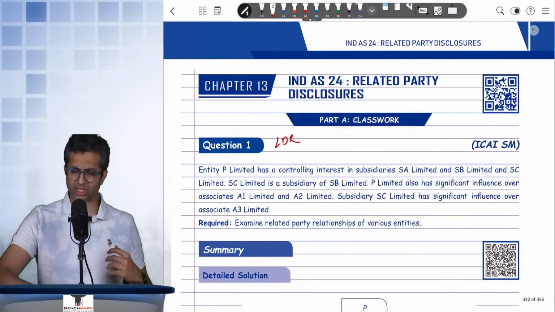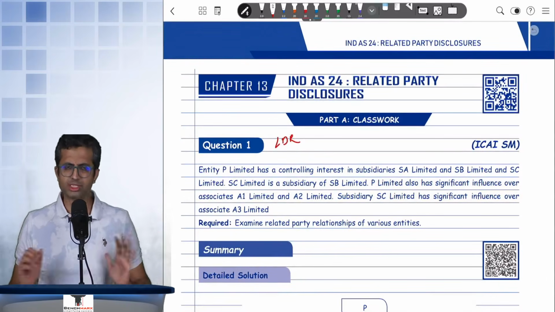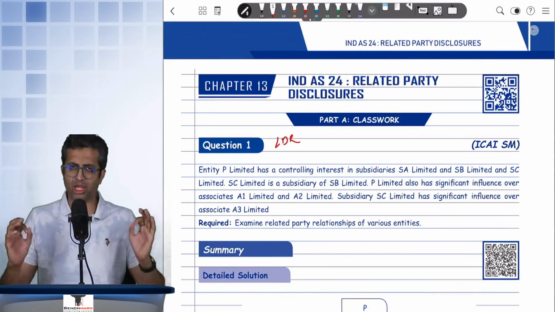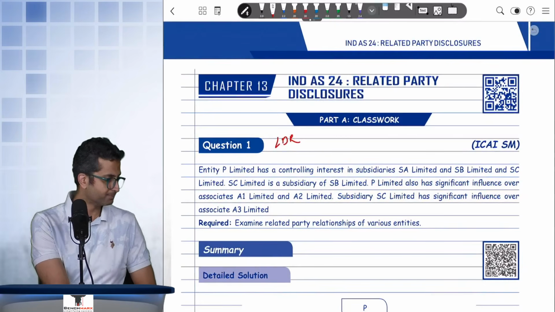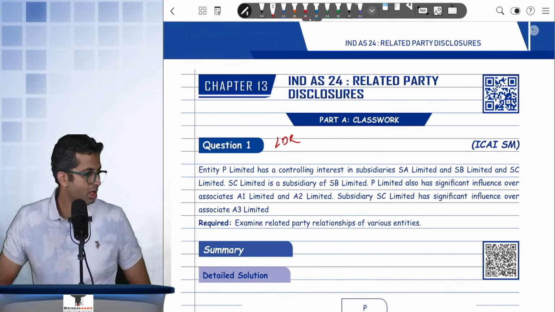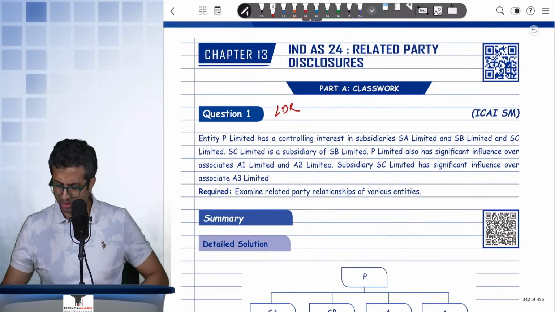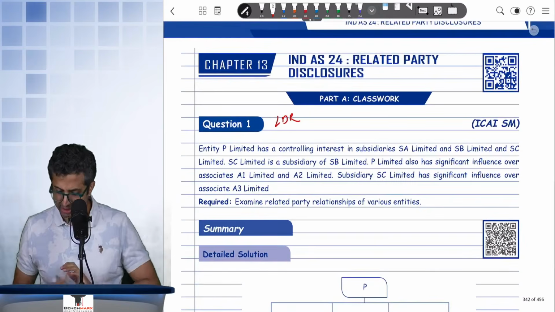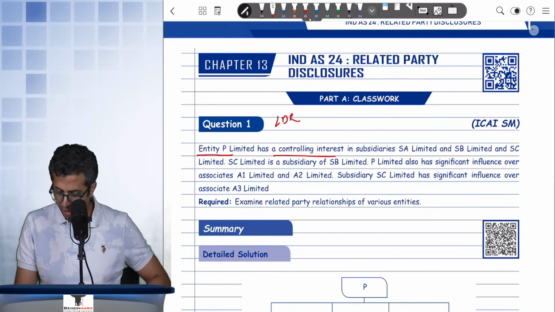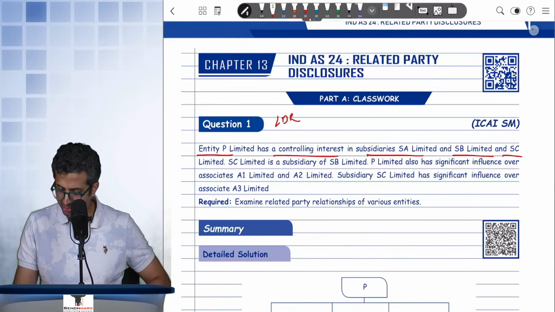Now we will go into the sums, and there are a few questions. We'll discuss all the important last day revision questions at least over here. So let us review question number 1. Now over here what you have been given is this entire group of entities. Entity P is a controlling interest in subsidiaries SA, SB and SC.